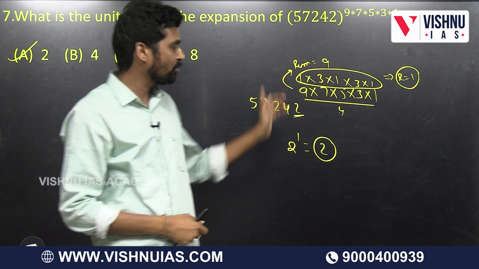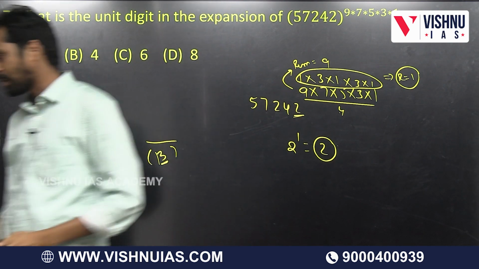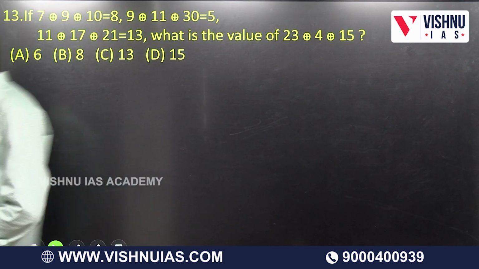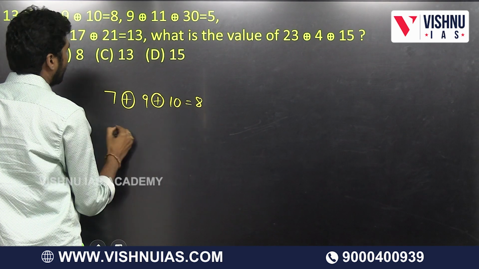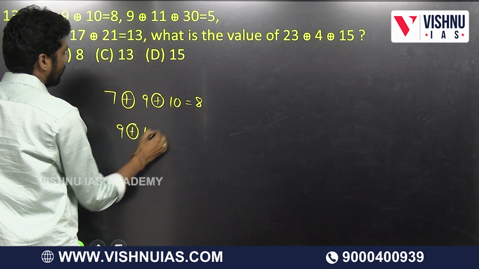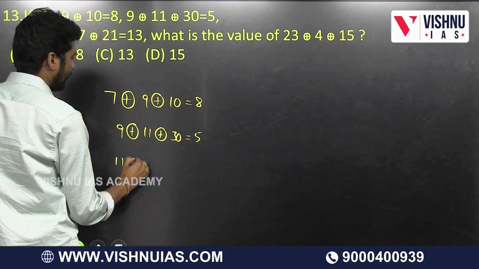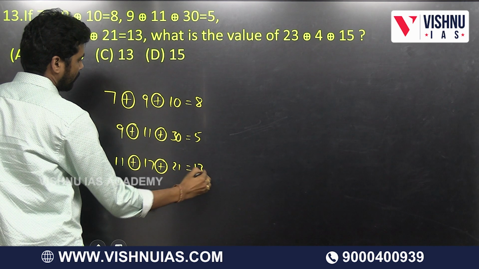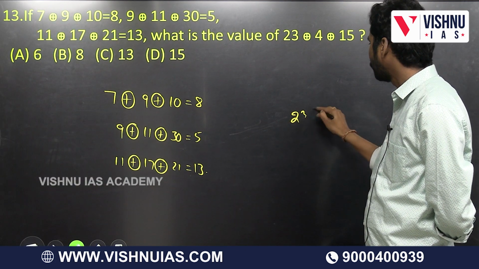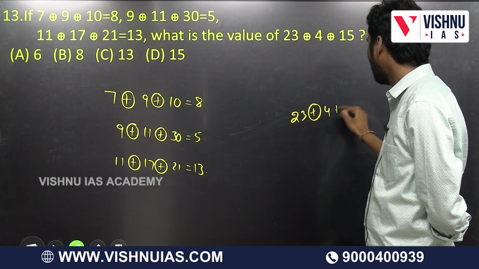It does not mean that you should not take 9. You can take the same power you have. Right? We will do all the problems. This is the symbol 9. The value is 8. And similarly 9, 11 and 35, 11, 17 and 21 is equal to 13. Then by using this logic, 23, 4 and 15.